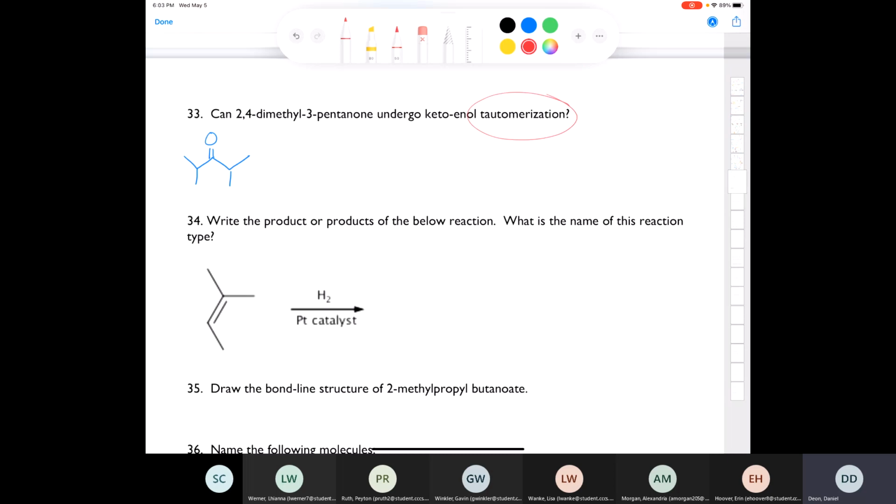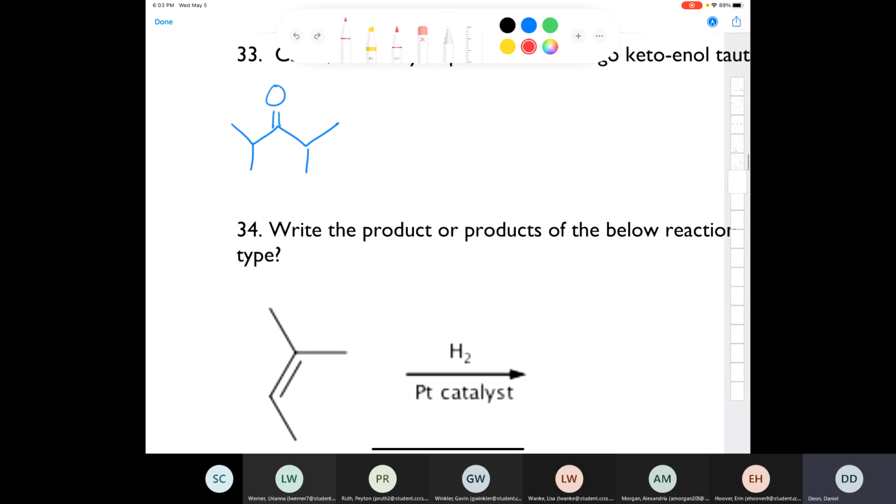Remember that tautomers are just isomers that differ in the placement of a pi bond and a bond to hydrogen. In order for this compound to undergo tautomerization, it has to have, here's my alpha carbon, a proton on the beta carbon, and it has two beta protons. They're both identical because there's a plane of symmetry in the molecule, but at equilibrium, the compound will be mostly the ketone.